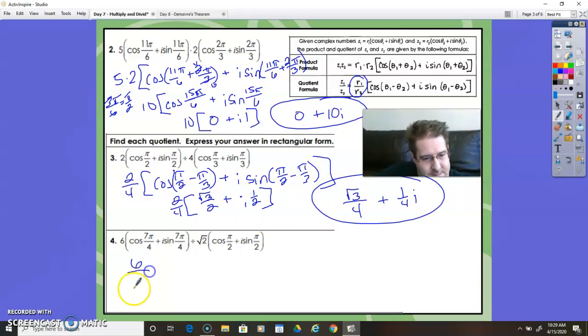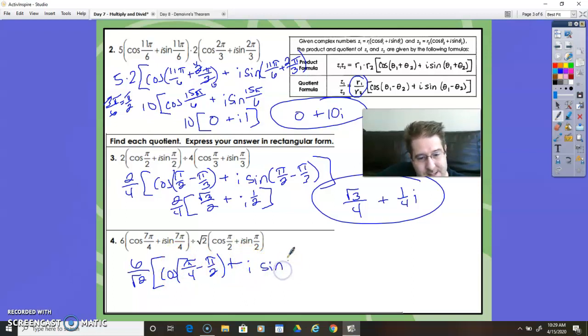So I've got 6 divided by square root of 2 times cosine of 7 pi over 4 minus pi over 2. I did subtract, yes, I did. And I'm going to add that to i times sine of the exact same two angles, subtracted. All right. First of all, let's do the subtraction on the inside. So change this to 4, change this to a 2. 7 minus 2 is 5. So this is really just 5 pi over 4.